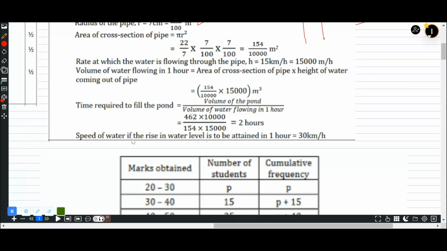Now they are asking what is the speed of the water if the rise in water level is to be attained in 1 hour. Obviously if the same work has to be done in 1 hour, the speed of water or the height of the water column should be double. That means it should be 30 km per hour, because previously it was taking 2 hours.